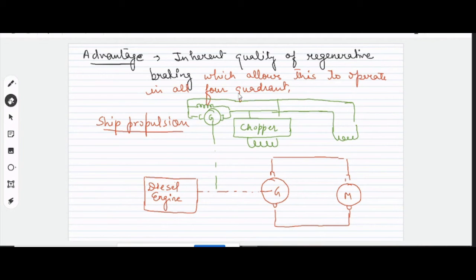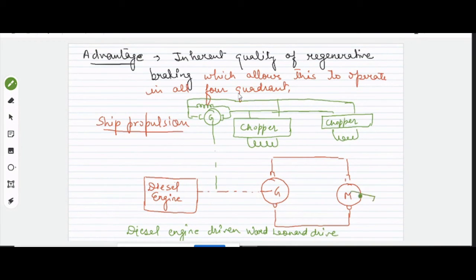Yes sir. Here as well as here, if we require field current control, then we can use a chopper over here. Otherwise we can directly feed the field winding of the motor, right. So this is the schematic diagram of a diesel engine driven Ward Leonard drive. We called it Ward Leonard, given on the name of the scientist who invented this drive, right. Load will be coupled to this motor.